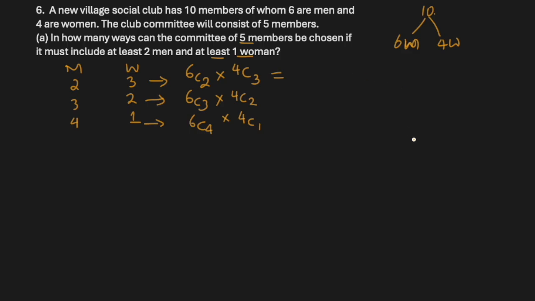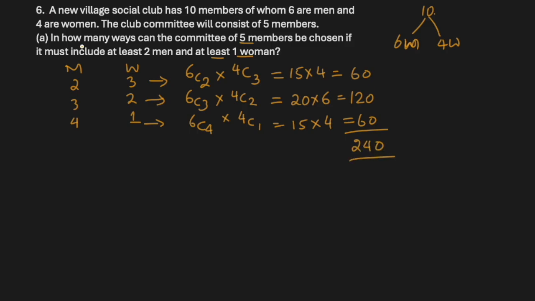Let's evaluate them one by one. 6C2 will be 15. 4C3 will be 4. So that comes out to be 60. 6C3 will be 20, and 4C2 will be 6. That will be 120. 6C4 is same as 6C2, which is 15, and 4C1 will be 4. So 60 again. So it comes out to be 240 different ways we can form such a committee which has at least 2 men and at least 1 woman.